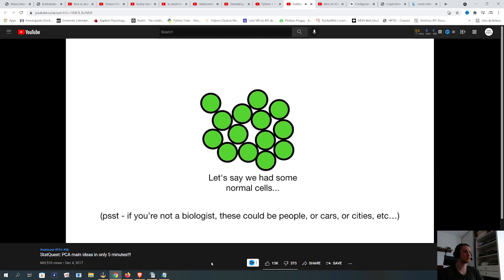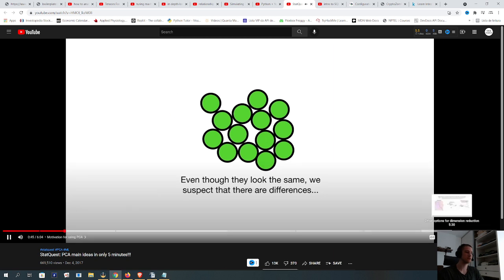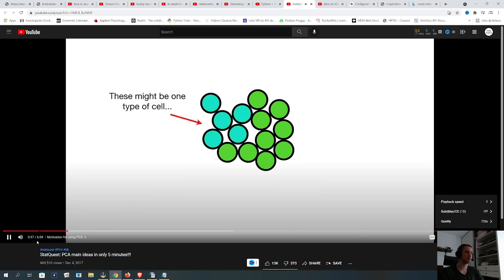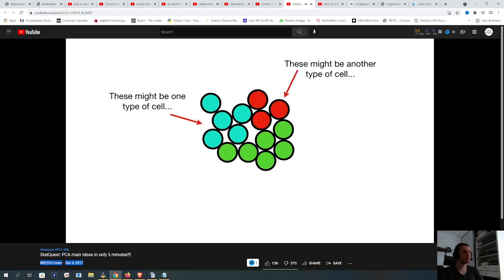Psst! If you're not a biologist, imagine that these could be people, or cars, or cities, or etc. They could be anything. Even though they look the same, we suspect that there are differences. These might be one type of cell, or one type of person, or car, or city, etc. These might be another type of cell. And lastly, these might be a third type of cell.